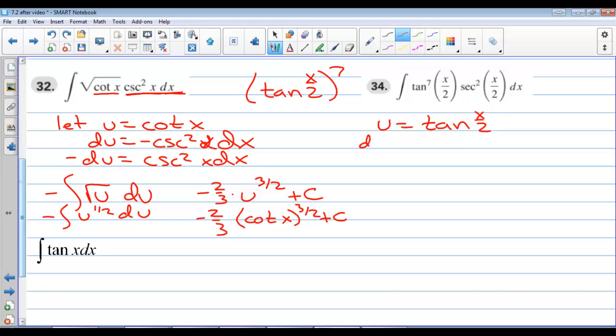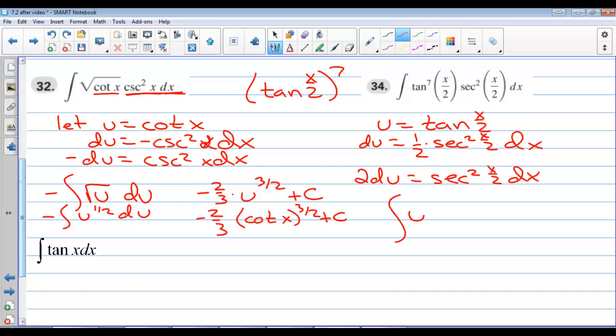We have du is equal to secant squared of x over 2, but then times 1/2 dx. And we're like, well, we don't have the 1/2, but that's a multiple of the derivative. We're okay with multiples of derivatives, because now we can just multiply both sides by 2. So we have secant squared x over 2 dx. Now we're taking the integral of u to the 7th, because we have tangent to the 7th, and then secant squared x over 2 dx becomes 2 du, like that.